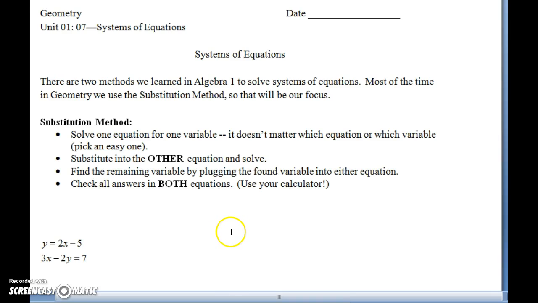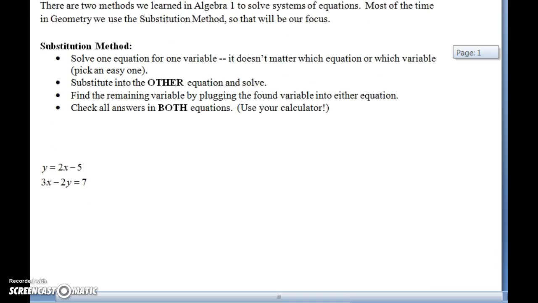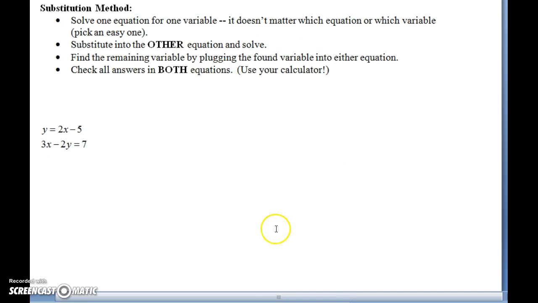So, there are two methods we learned in Algebra 1 to solve systems of equations. Most of the time in geometry we use the substitution method, so that's going to be our focus for today. So let's look at a couple systems of equations. We have, first of all, the substitution method here.